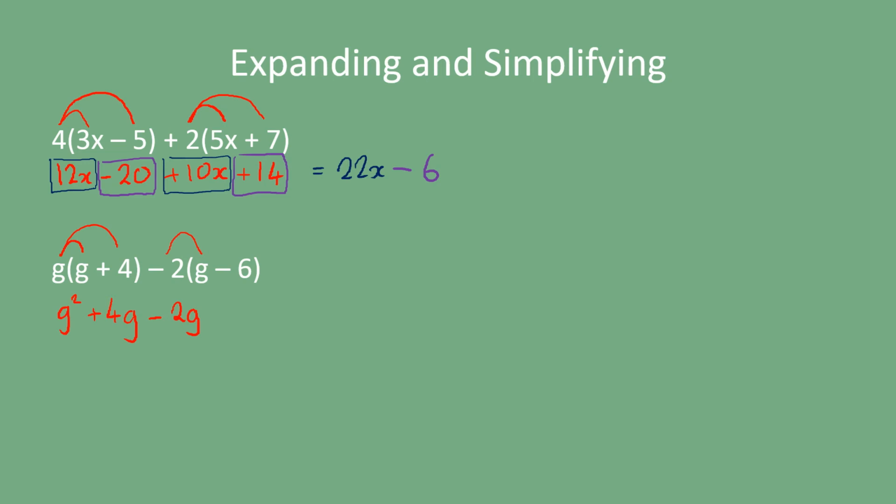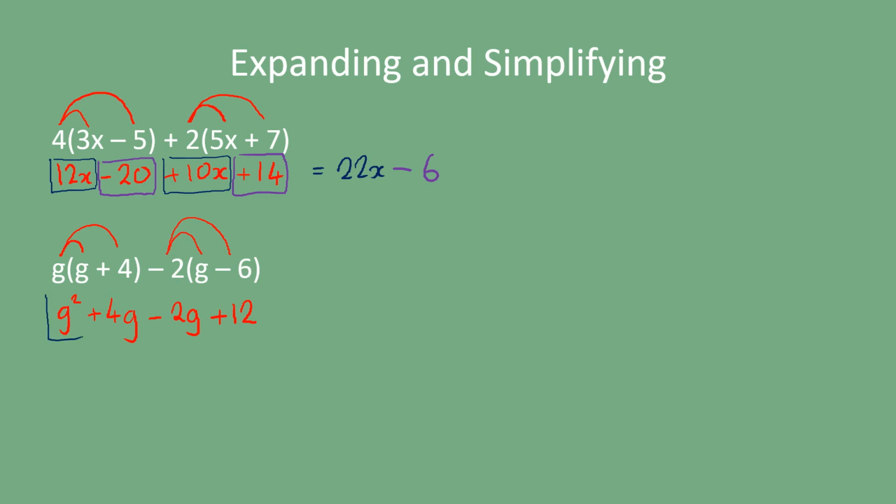And here's the one that catches people out. Minus 2 times minus 6. Now minus times a minus is a positive, so that will give you plus 12. Loads of people will write minus 12 there. Don't be that person. Collect our terms together.